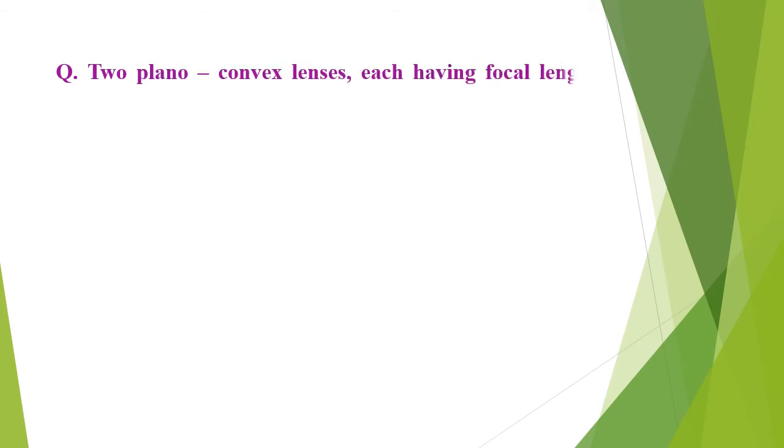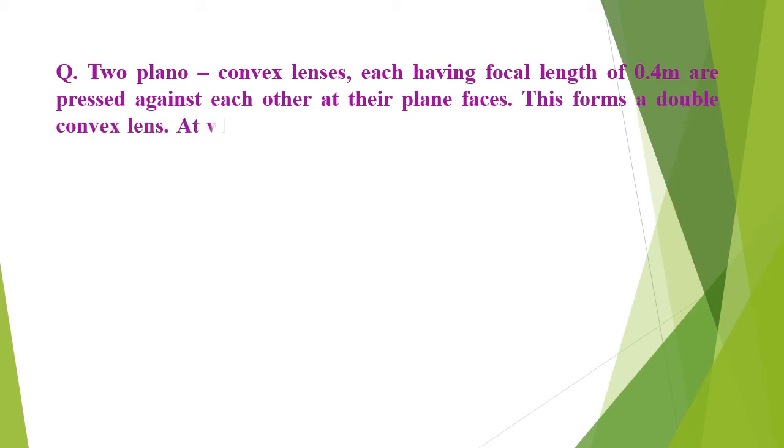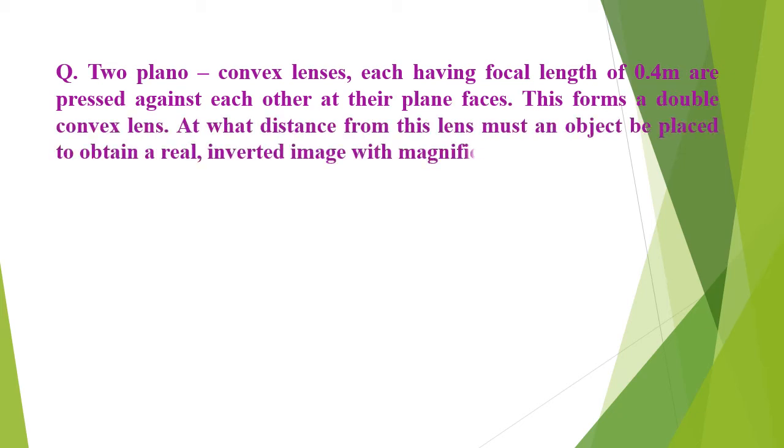Two plano-convex lenses, each having the focal length of 0.4 meter, are pressed against each other at their plane faces. This forms a double convex lens. At what distance from this lens must an object be placed to obtain a real inverted image with a magnification 1?